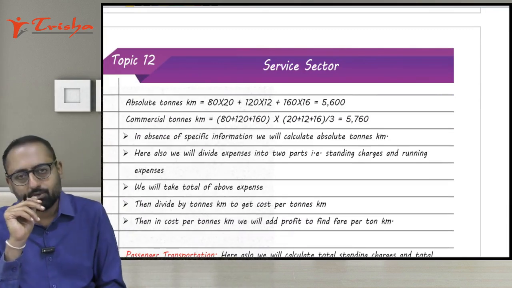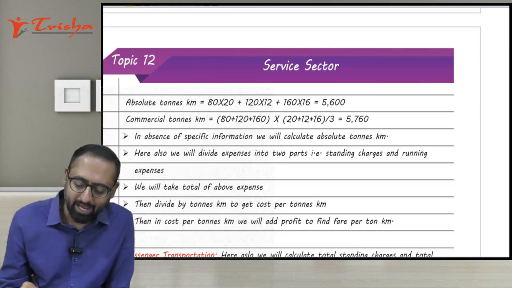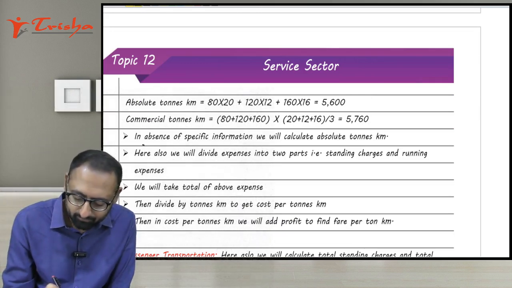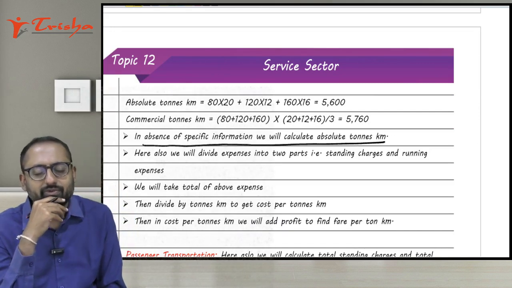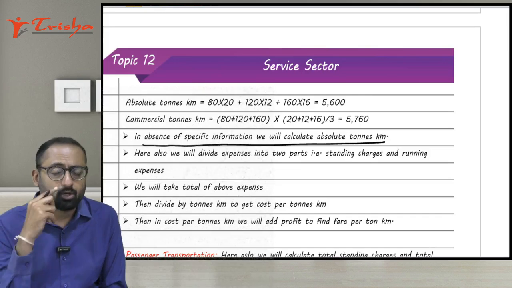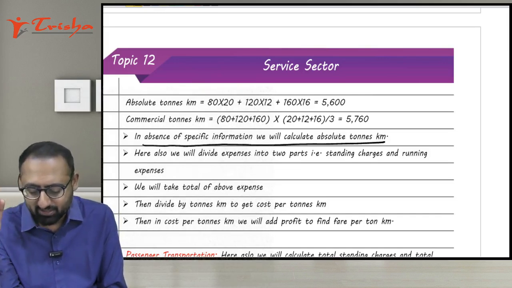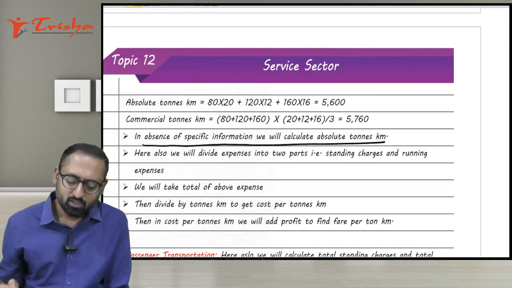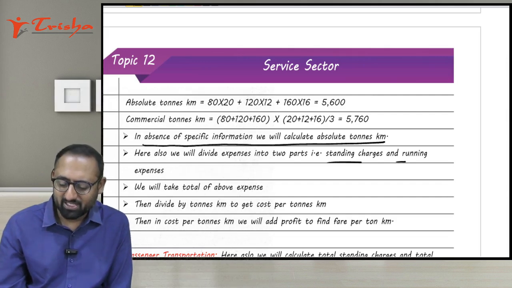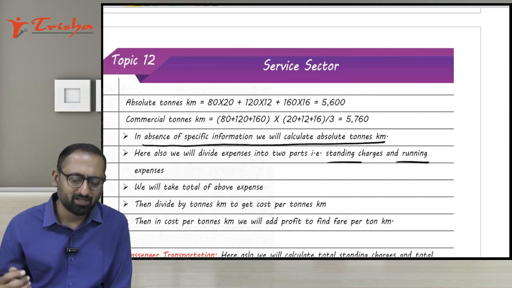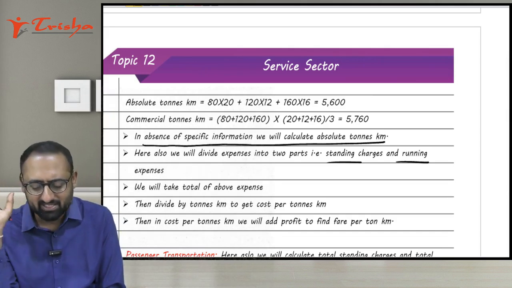Now the next important point. In the absence of information given in the question, always calculate absolute tons kilometer. If nothing is given in the question whether to calculate absolute or commercial tons kilometer, always calculate absolute tons kilometer. Here also you can divide the expenses into two or three parts: the standing charges, fixed expenses, running expenses. Sometimes you can write semi-variable expenses as well. Semi-variable expenses is only repairs and maintenance expenses.